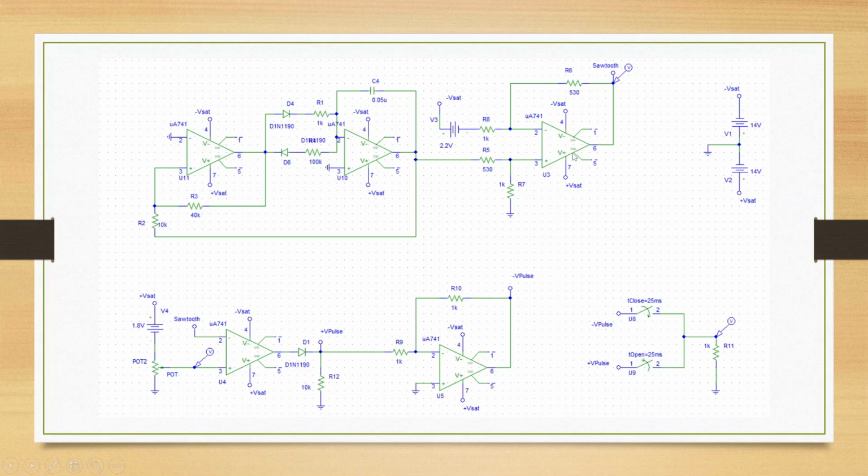Op-amp number 3 basically offsets the output from op-amp number 2, which will ensure that the sawtooth waveform will start from the origin. Assalamu alaikum, sir. My name is Mohammad Nazmul Sakib. My ID is 2106061. Now I will discuss all the rest of the parts of our project.